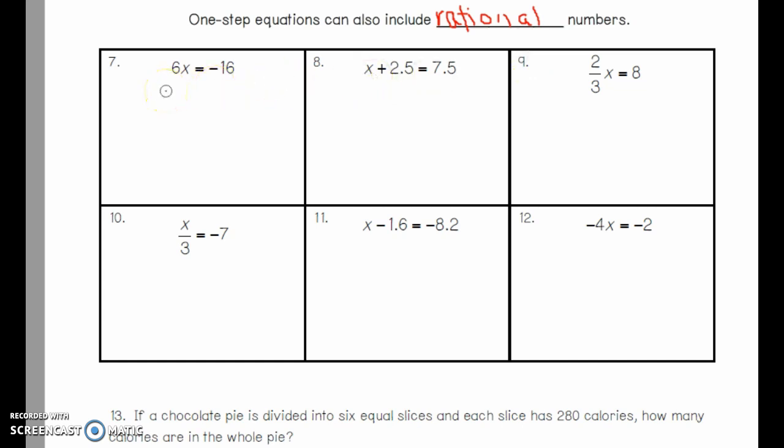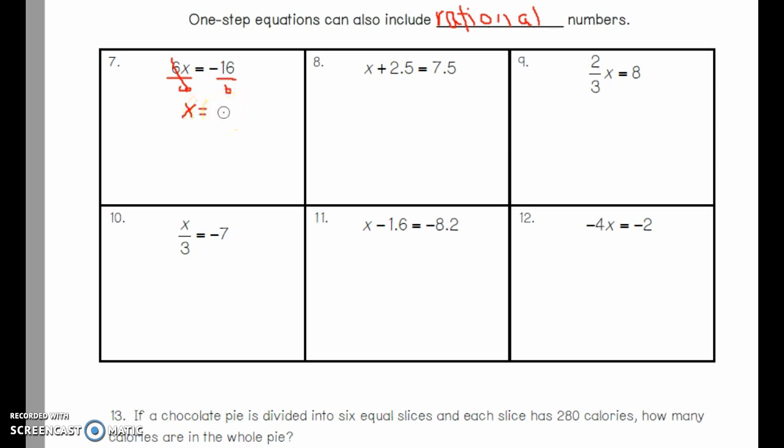Remember from the other video, the first thing we ask ourselves is what operation is going on. And we know 6 is being multiplied times x. So we have to say what's the inverse operation, and the inverse operation is division. So let's divide both sides by the number being multiplied by x, which is 6. And 6 divided by 6 is a fancy form of 1. We cancel those out. Now we just write the x because that's all that's left.